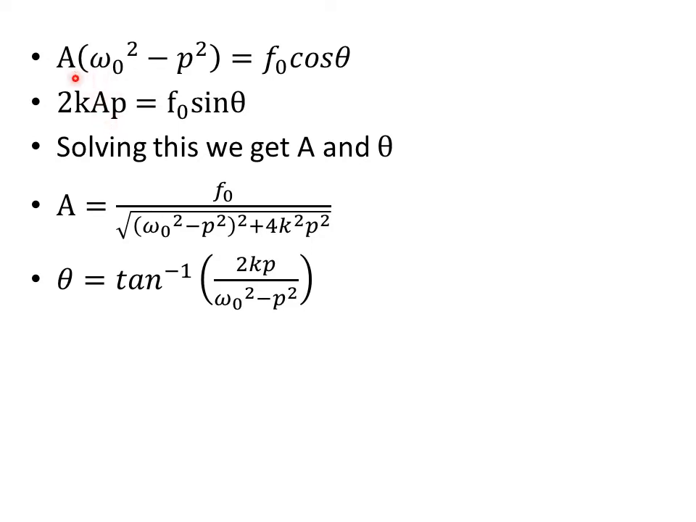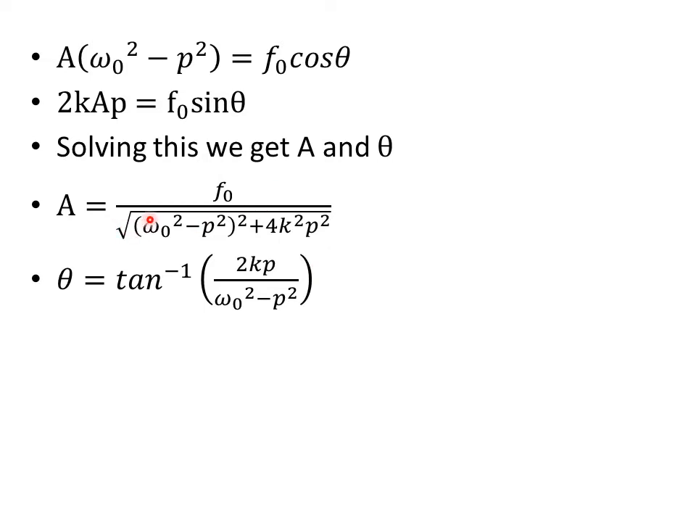This is what you are going to get: A(omega 0 square minus p square) equals f0 cos theta, and 2k A p equals f0 sin theta. You can solve these equations because you have cos theta and sin theta here. If you square and add, you will get rid of sin theta and cos theta, and then you will be able to solve for A. A is equal to f0 divided by the root of (omega 0 square minus p square) the whole square plus 4k square p square.